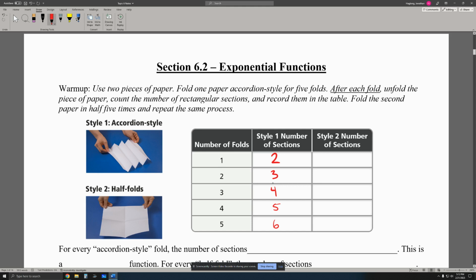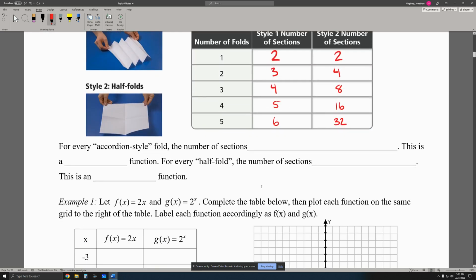For the other style, where we fold it in half each time, again, before any folds, it's 1 rectangular sheet of paper, and then after we fold it in half, we have 2 rectangular sections. Folding it in half again, and then unfolding it, we count. There are 4 total rectangular sections. Folding it back up and folding it in half once more, we get 8 rectangular sections, then 16, and then 32 rectangular sections.